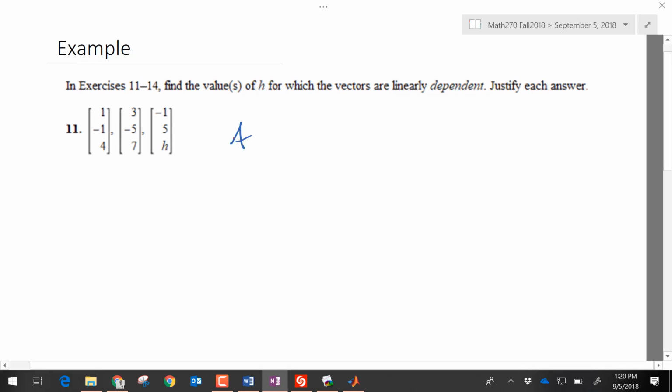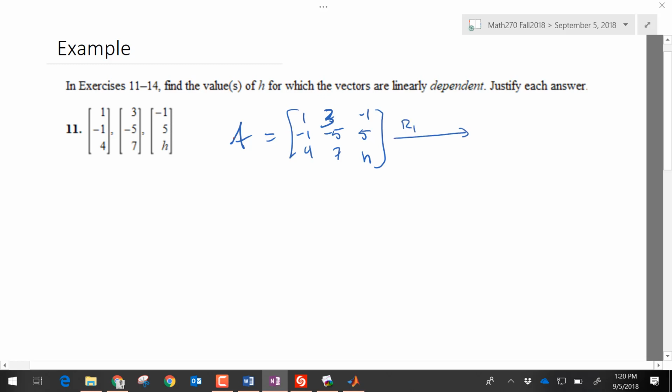Let A equal 1, -1, 4, 3, -5, 7, -1, 5, and this is the H that we're looking for. We're going to force this H to be something so that it's going to be a free variable, which means we're probably going to want a whole row of zeros in the bottom. All right, let's go on and do some row reducing.